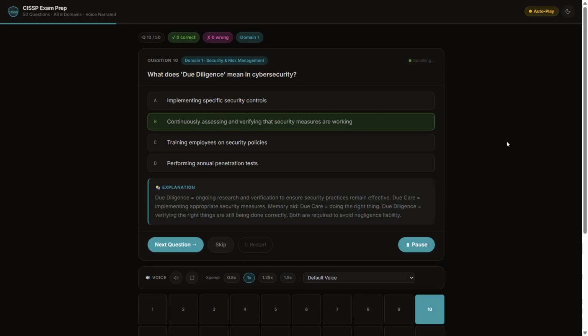Correct answer: B. Due diligence equals ongoing research and verification to ensure security practices remain effective. Due care equals implementing appropriate security measures. Memory aid: due care equals doing the right thing. Due diligence equals verifying the right things are still being done correctly. Both are required to avoid negligence liability.